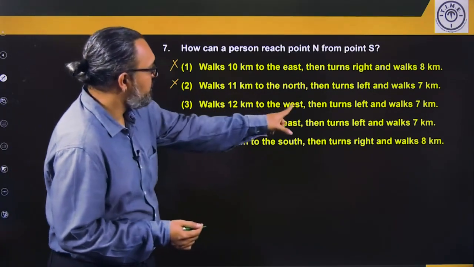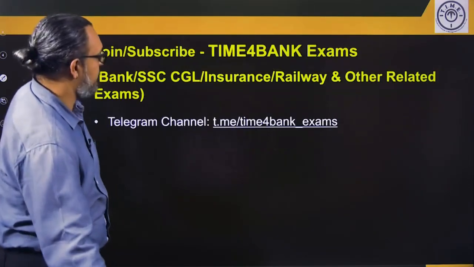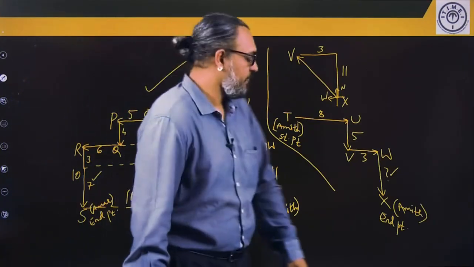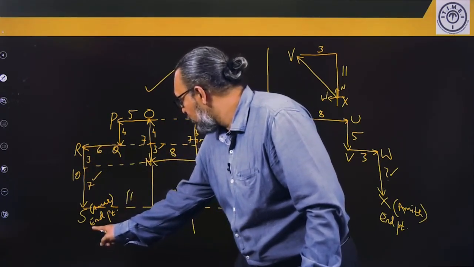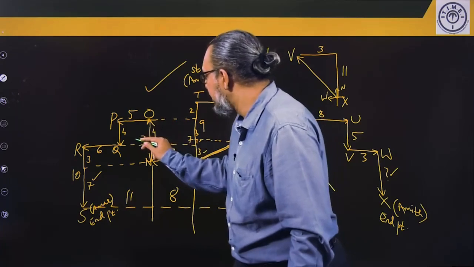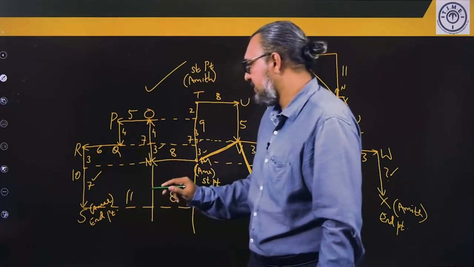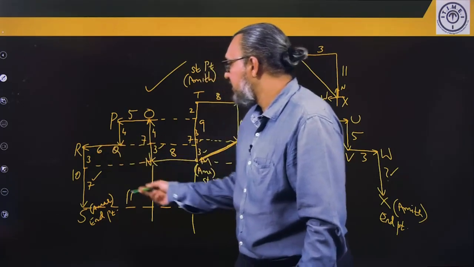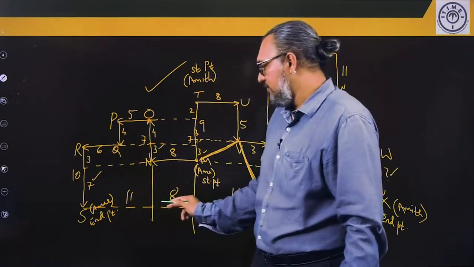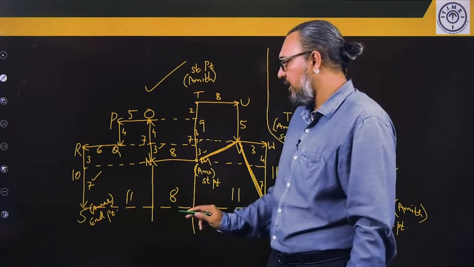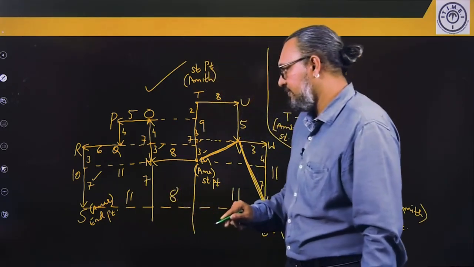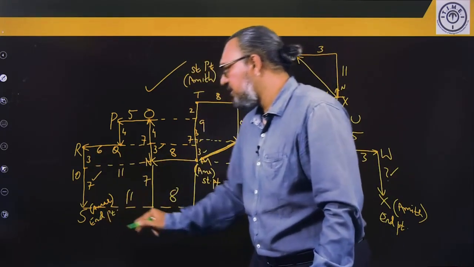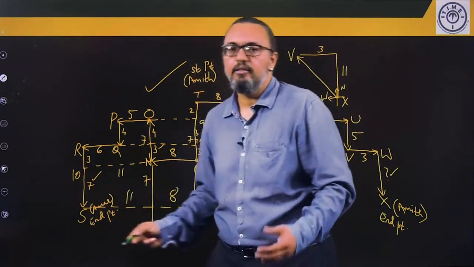So, 12 kilometers west, turns left and walks 7 kilometers. So, 12 kilometers west, south 7 kilometers. No, he is not going to reach us, because see here we have a 5 and we have a 6, correct. So, the total we have is only 11. So, that is 11 kilometers west is what I want. So, this is 11 I have and this is 7 I have. Okay. So, it is 11 west, 7 in the south, or 7 south, 11 in the west.